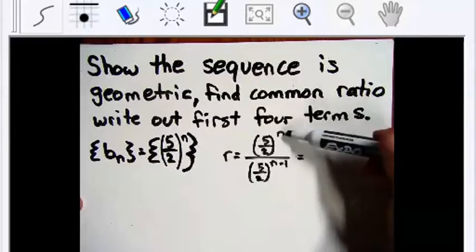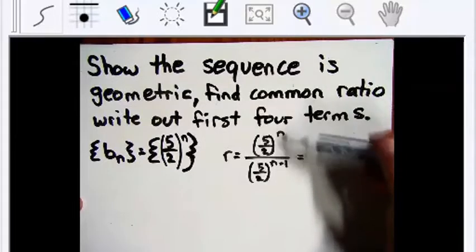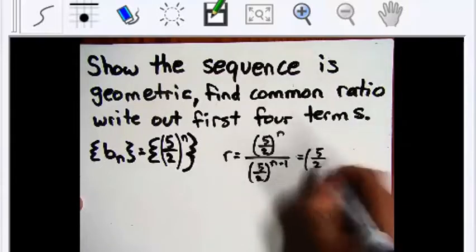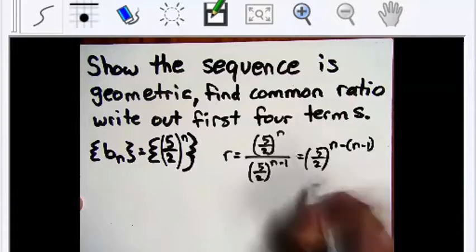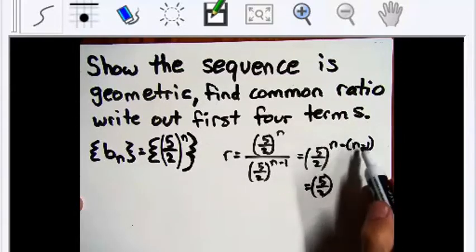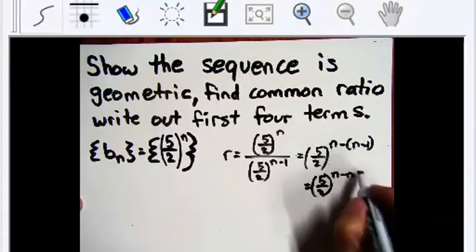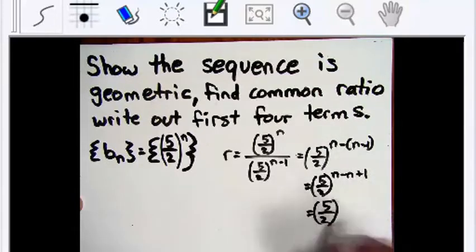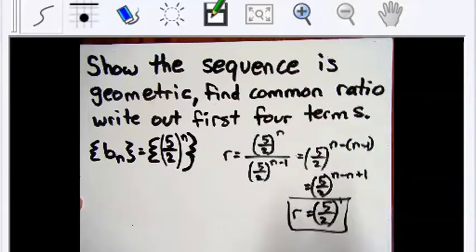Properties of exponents. Remember, if you're dividing exponents, essentially what are you doing with these? So this is going to be 5/2 to the n minus (n minus 1). And then when you clean this up, I get n minus n and then plus 1. So 5/2 to the first power. That is my R value, 5/2.